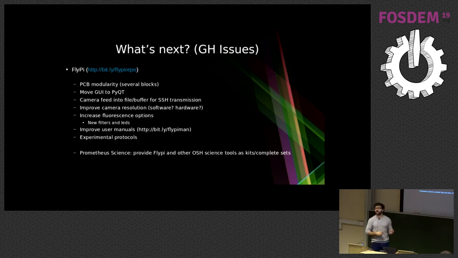Improve the user manual. There is a PDF version, but it's a bit outdated. And we're trying to put everything on something called Wikifab. Has anybody ever heard about it? So this is an open source tool for documentation, which is very similar to what Prusa has for their printers. So you have like a photo and then a little text description, and you can go step by step. And this is all on this link. And we want to try to apply this for different areas other than neurosciences.